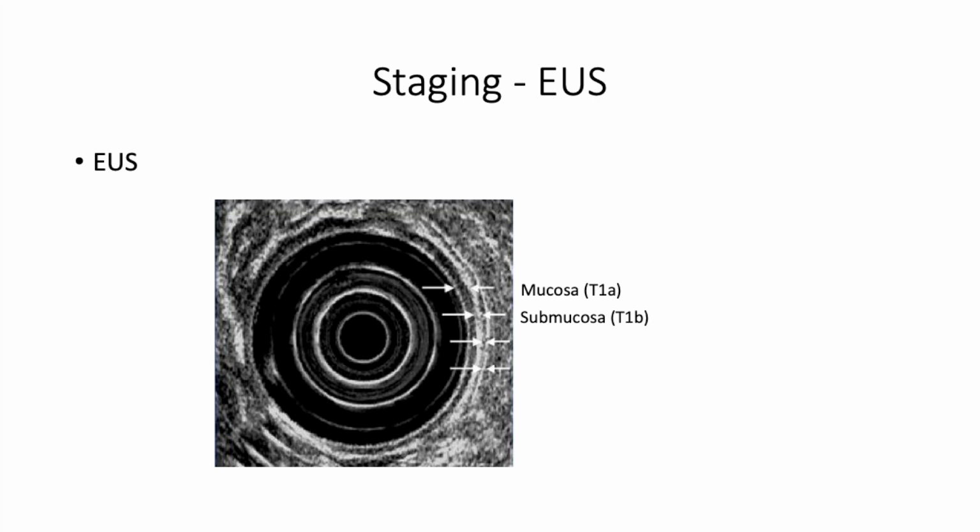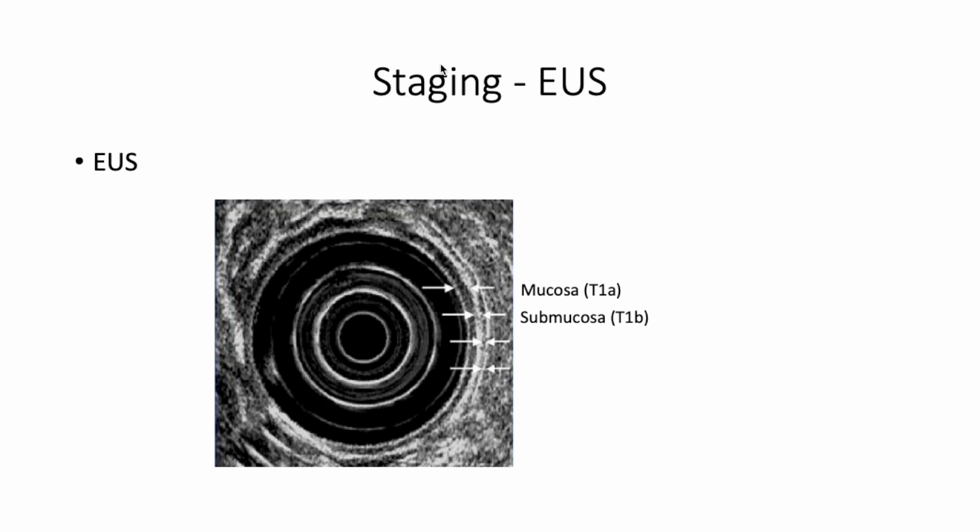So a T1A tumor in the muscularis mucosa or in the lamina propria can be treated with endoscopic resection because you don't need to assess the lymph nodes. Once you get to a T1B, which is into the submucosa, you have to assess the lymph nodes, which means you're going to go for resection with a lymph node dissection.